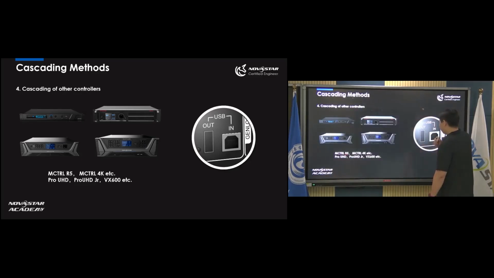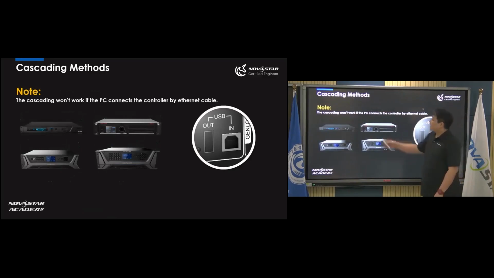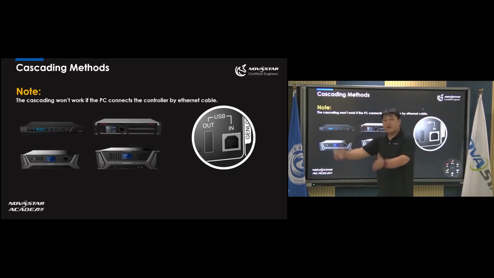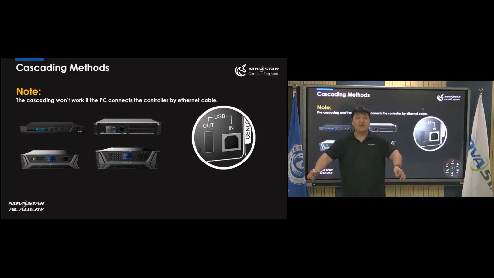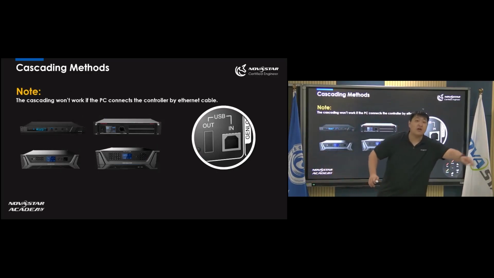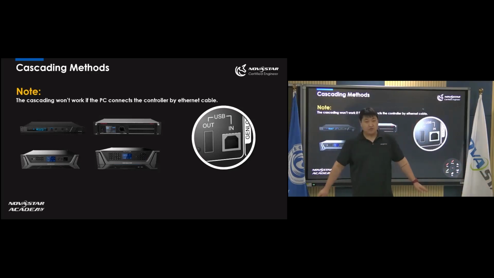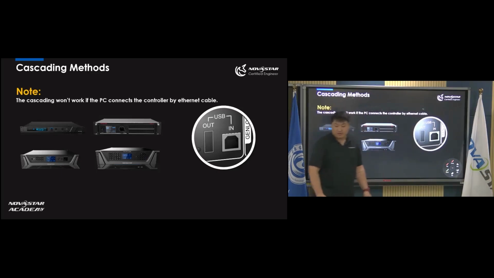Okay, just one thing. Cascading won't work if the PC connects with the Ethernet port. That means we have the computer here and the device here. We use the Ethernet cable to give the control command, and then use a USB cable to cascade-connect the device. That is not good, so we cannot do it this way. We have to use USB as well from the very beginning.